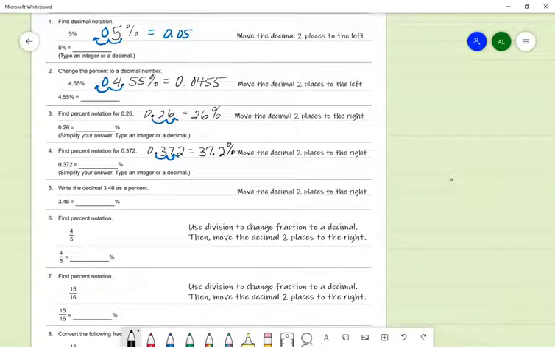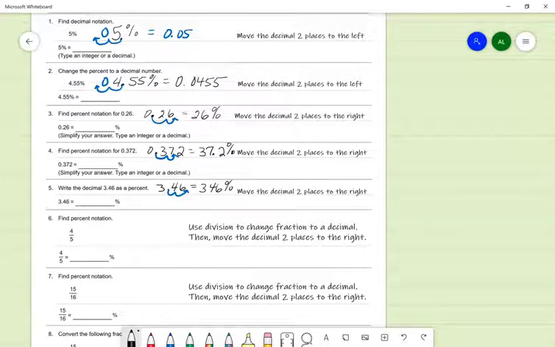For number 5, we have 3.46 as a decimal, and we're going to convert that to a percent by moving 2 places to the right. So we're moving 2 places, and the decimal is now at the end of this number. It's behind the 6, so we have 346%.